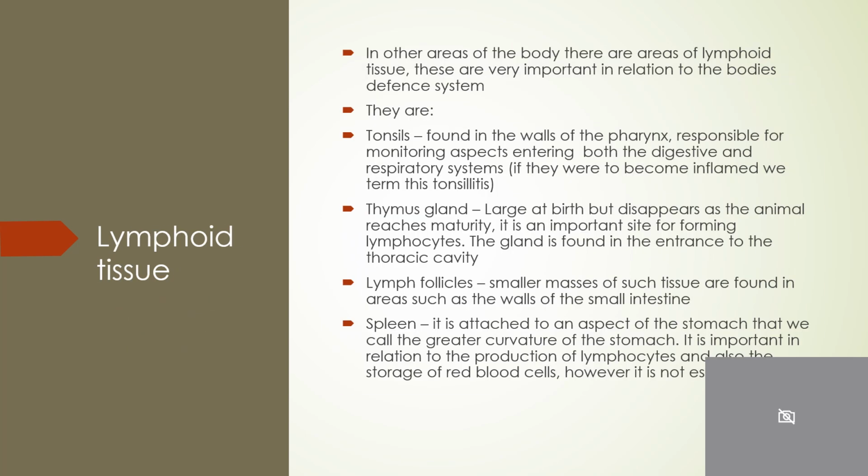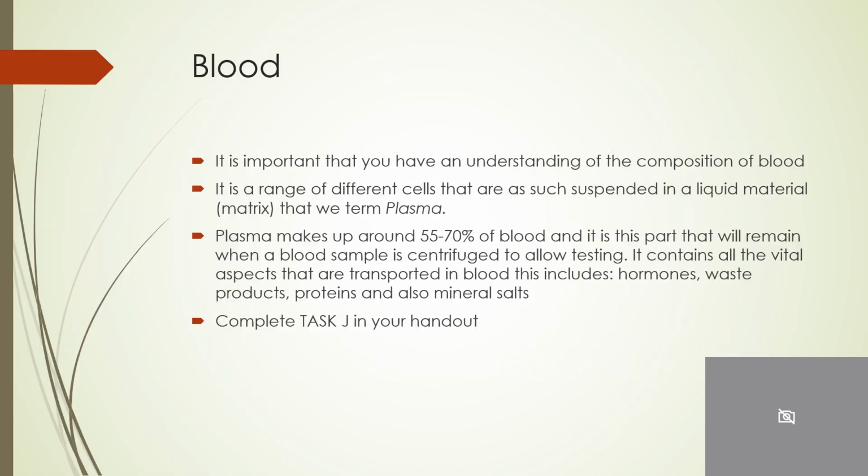In other areas of the body, there are areas of lymphoid tissue. These are very important in relation to the body's defence mechanism. They are the tonsils, an important site for forming lymphocytes. The spleen is attached.